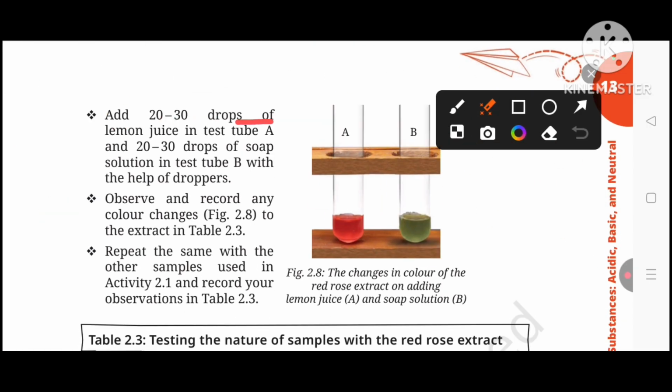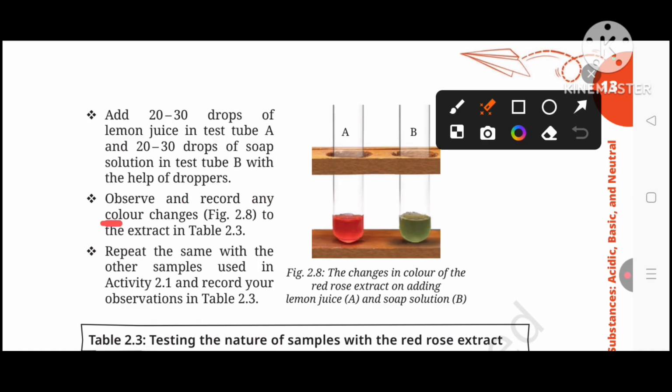Add 20 to 30 drops of lemon juice in test tube A and 20 to 30 drops of soap solution in test tube B with the help of droppers. In a previous video, we did an activity in which we saw that lemon juice is acidic and soap solution is basic. Is it true? Let us find out with the help of this activity.